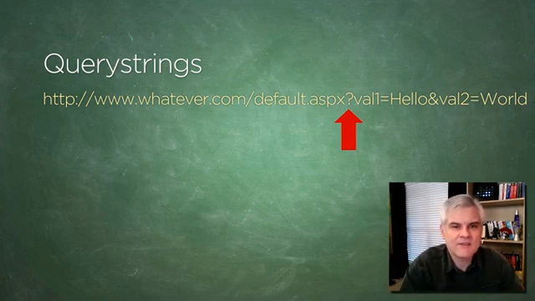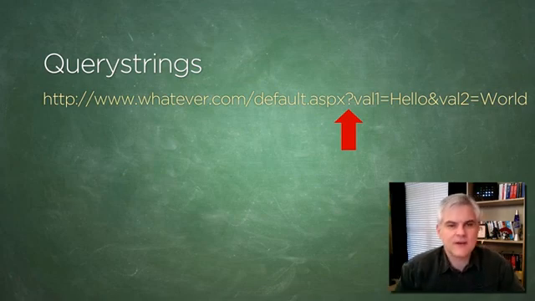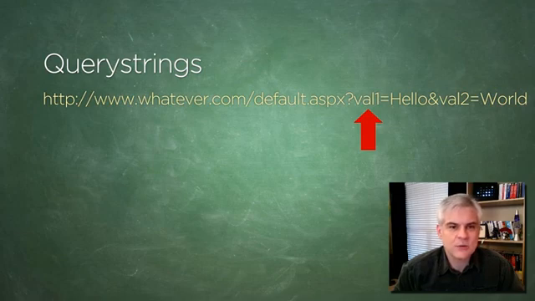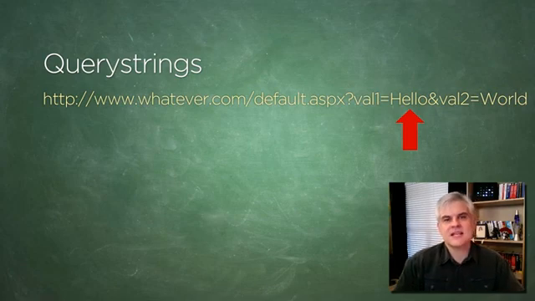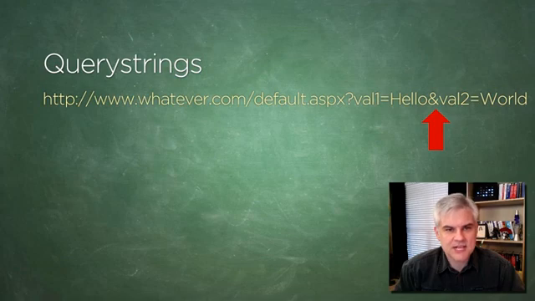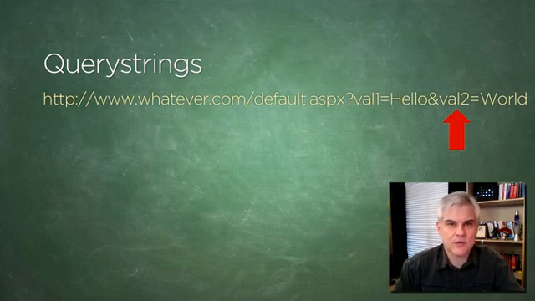And so we have a series of name-value pairs. The name of an attribute or property is, in this case, val1, and we set it equal to some value, hello. And then to designate that we need a second set of name-value pairs, we use an ampersand symbol, and then val2 is the name of the second attribute that we have set a value to, and then an equal sign to the value of world.